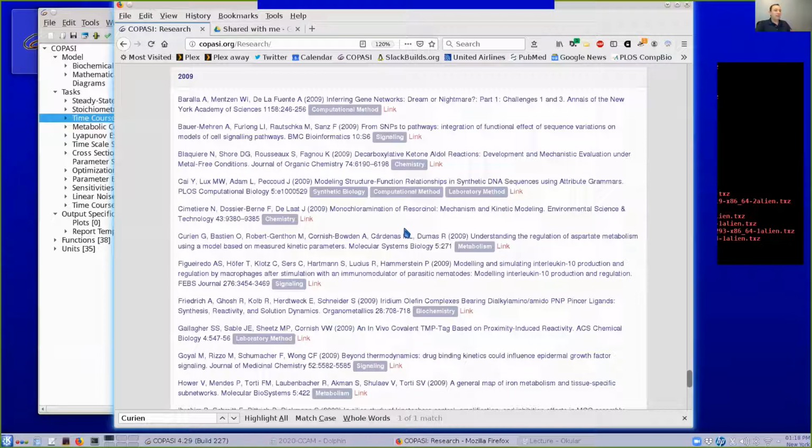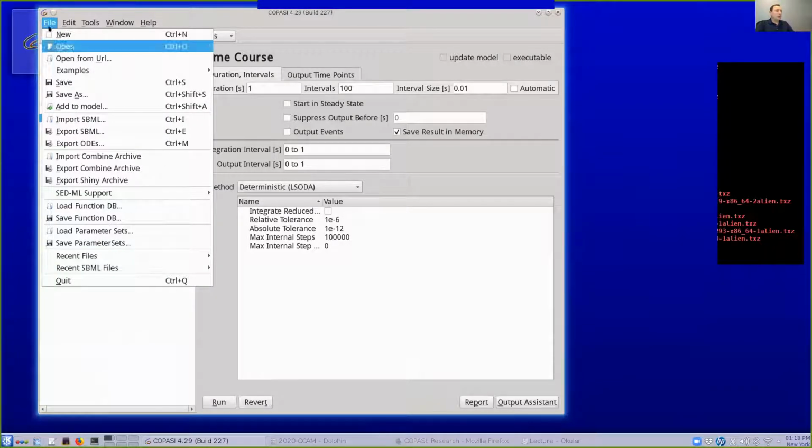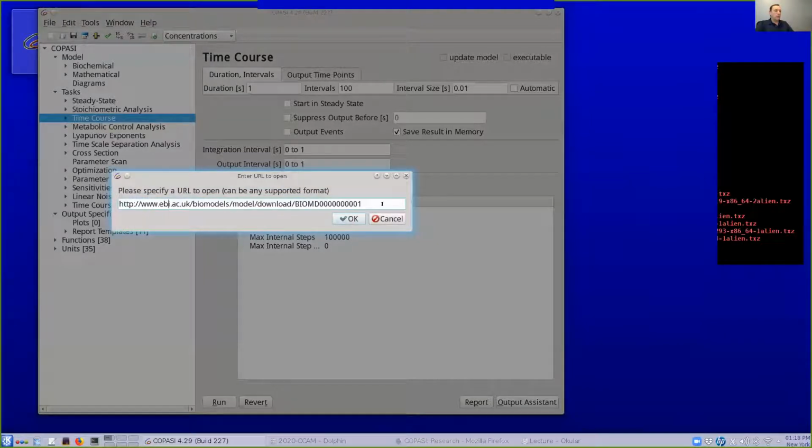Now, I know beforehand because I searched BioModels that this exists in BioModels, and I know that this is model number 212. That's key to loading it. So what you do is you go to File, and you do Open from URL, and when you do that, COPASI shows you as a default the URL for BioModels, and it actually has the first model, BioModel 1.